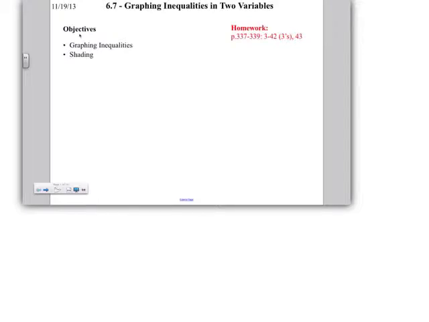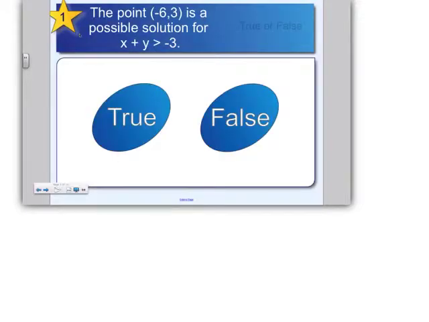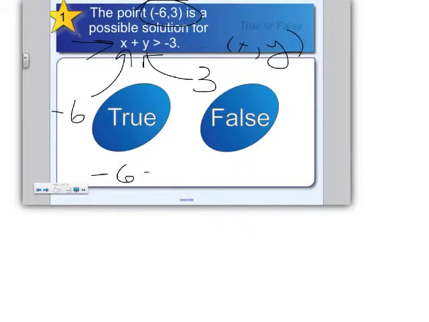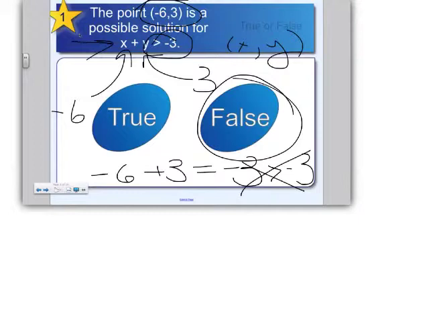Let's go ahead and take a look at this first problem. Just to warm up, if we have this point as our solution, we need to find out if that point is a solution for this inequality. The way that I would do that is by remembering that all of our ordered pairs are x comma y. Therefore, we'll plug x is -6 and y is 3 and say, okay, well, -6 plus 3, that's equal to -3. Is -3 greater than -3? No, it does not. Therefore, the correct answer is false.